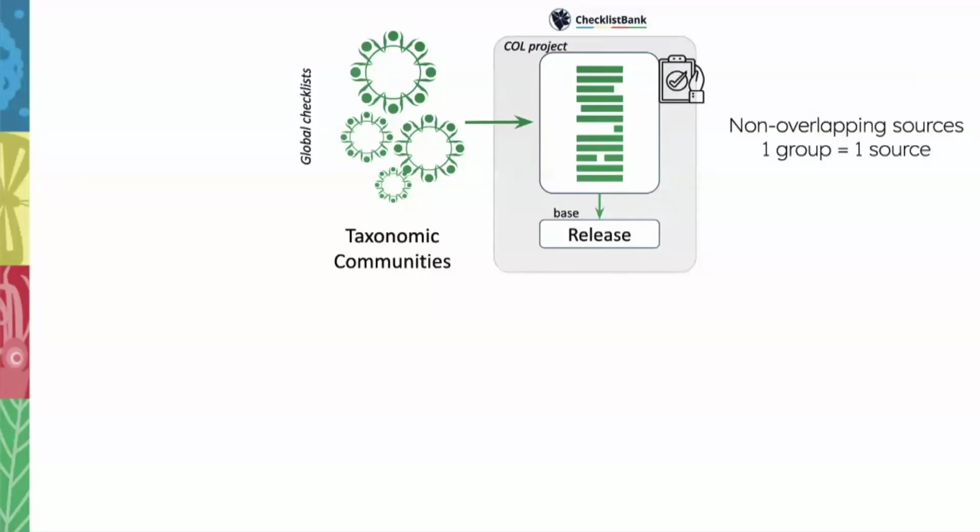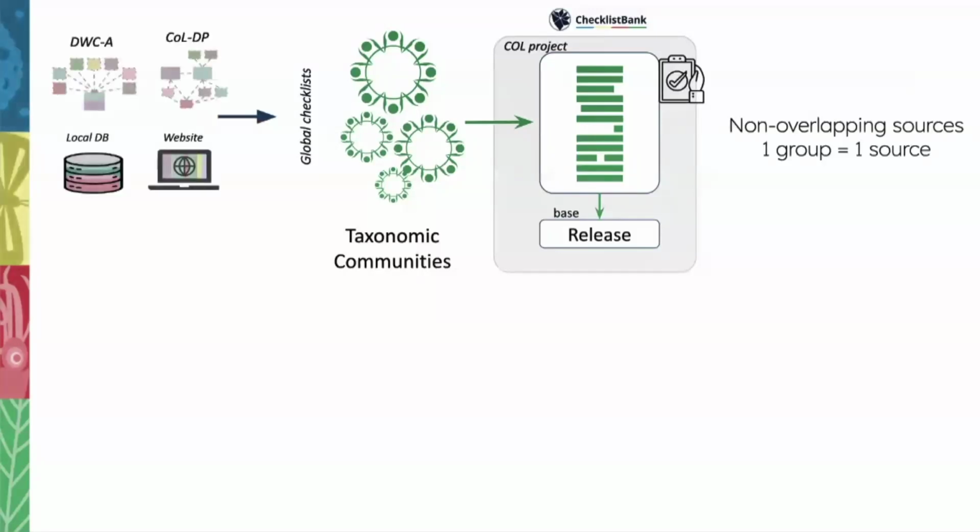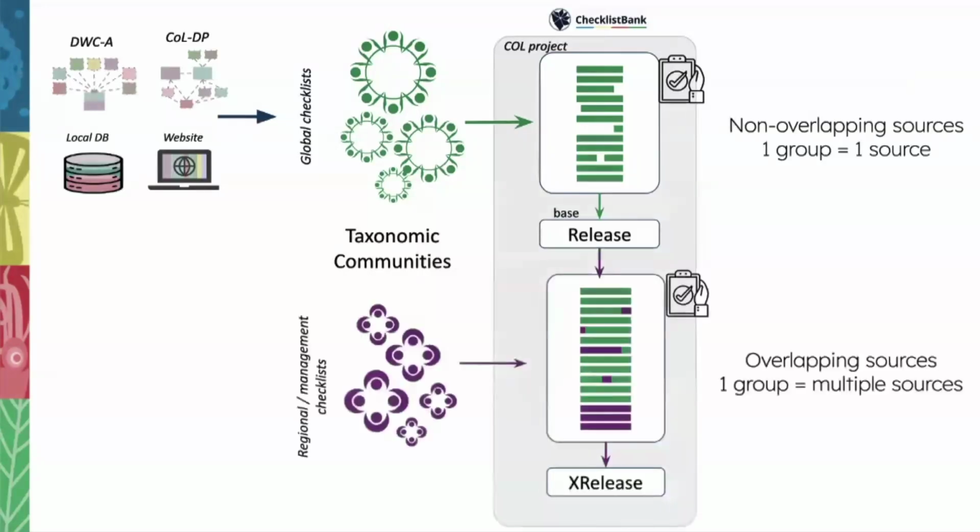We gather this information through ChecklistBank, and the information comes in different formats, Darwin Core, ColDP, or even through different transformation pipelines. Nevertheless, to address the gaps that I mentioned just before, we actually need to include even more checklists. And there are a lot of taxonomic communities producing this kind of information. So we want to use regional checklists, management checklists, and other sources.